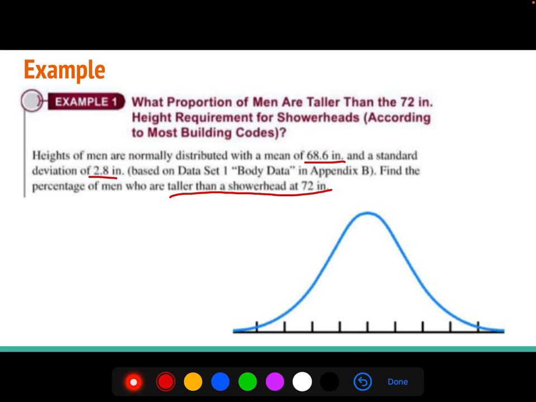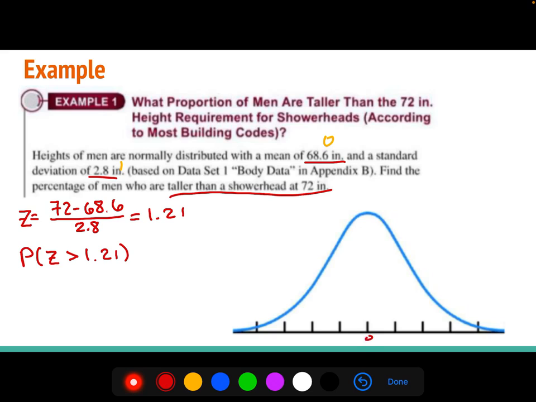So we need to look at this. Is this a standard normal distribution? No, because the mean is not 0. The standard deviation is not 1. So we have to use our little formula that we were just given. So our z is 72 minus our mean over our standard deviation, which in this case is 1.21. So now what we're asking is we want taller than that, so probability that our z is greater than 1.21.